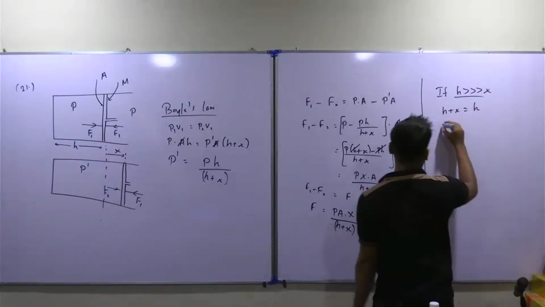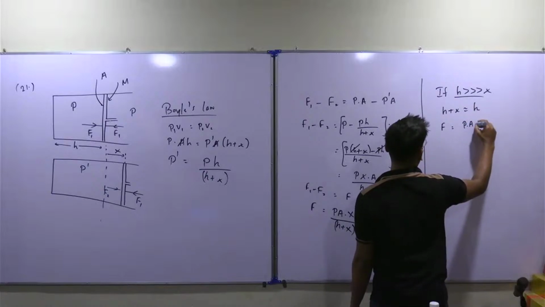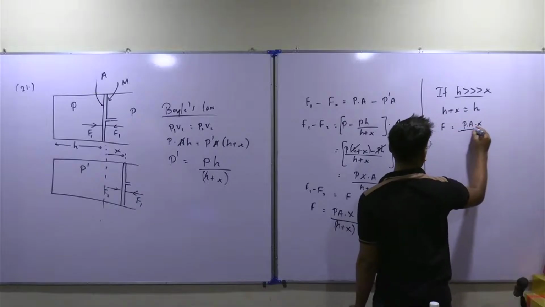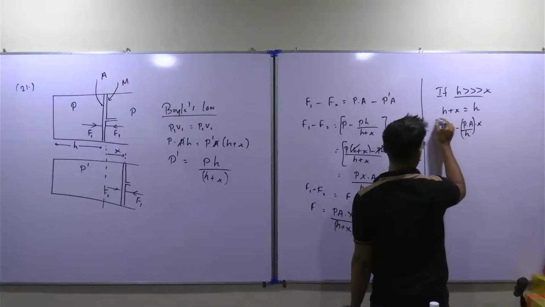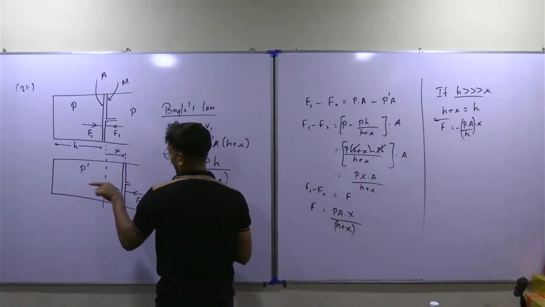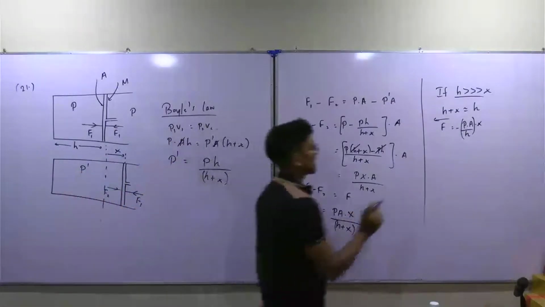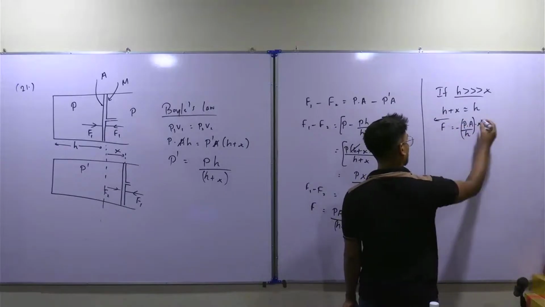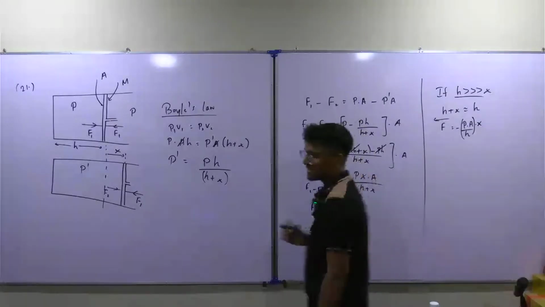So you have F equals how much? P times A times X over H plus X, which is approximately H. Right? Now you have to put this sign. Why? What is the reason? The restoring force is in this direction. The displacement is in this direction. So you can apply a negative sign. So force in this direction is equal to minus PA over H times X.